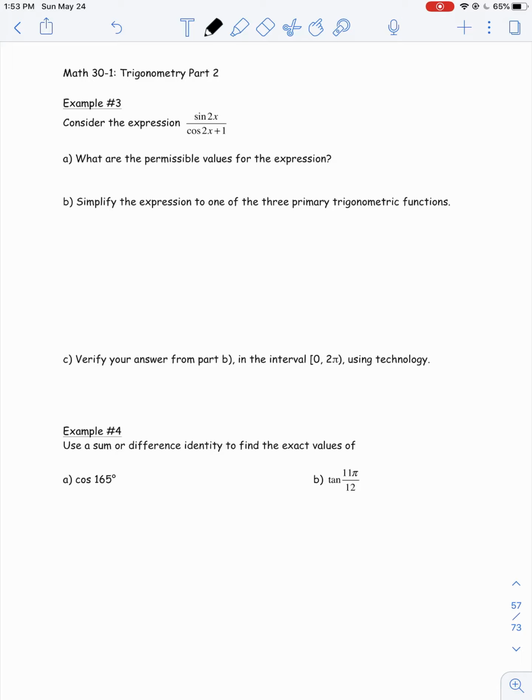Okay, so for example number 3, it says consider the expression. It says what are the non-permissible values? So you always want to take the denominator, which is cos 2x plus 1, and you want to make it equal to 0. Well, this is a double angle that we want to replace because we can't really solve for x with that double angle in that spot. So we want to replace cos 2x with cos squared x minus sine squared x in this case.